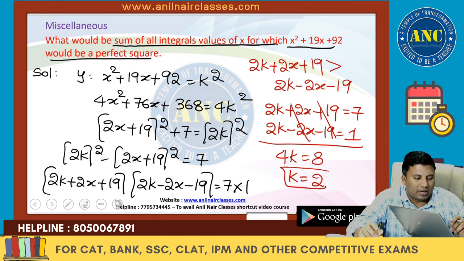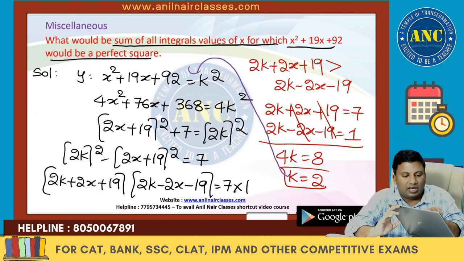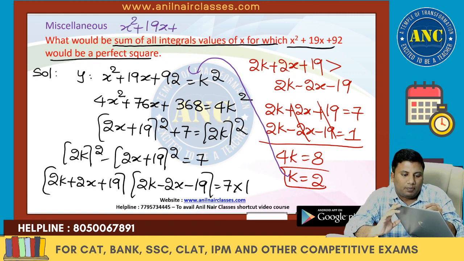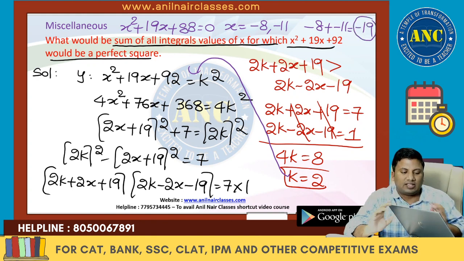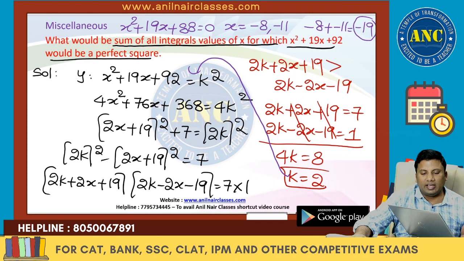If k is 2, then the equation becomes x square plus 19x plus 92 equivalent to 4, so x square plus 19x plus 88 equivalent to 0. The roots are minus 8 and minus 11. Sum of both of them, minus 8 minus 11, is minus 19. I hope the idea is clear.